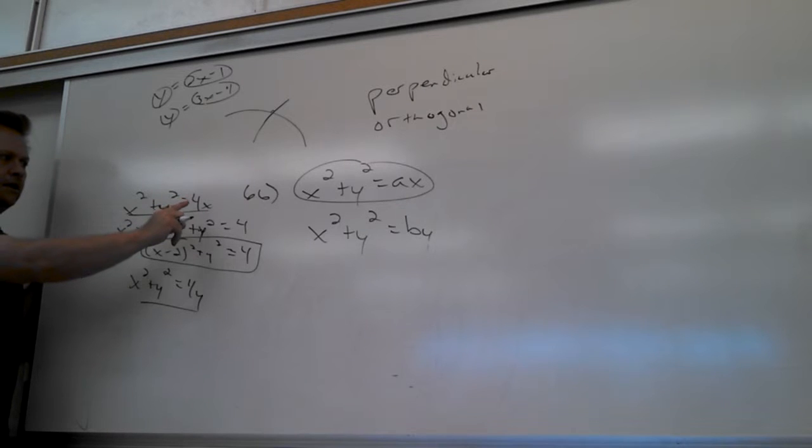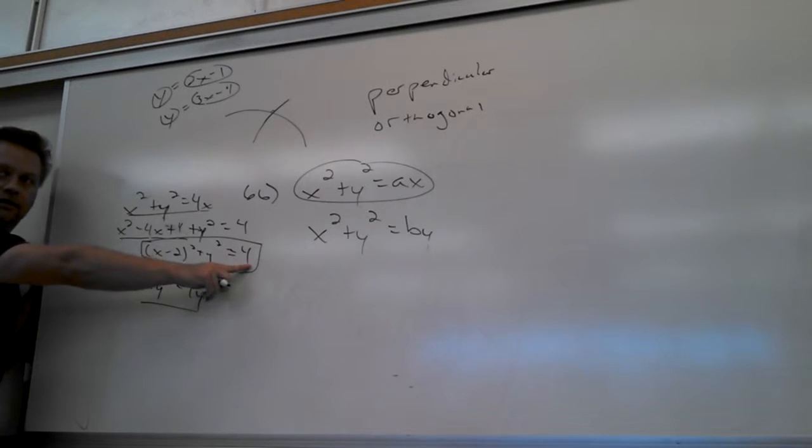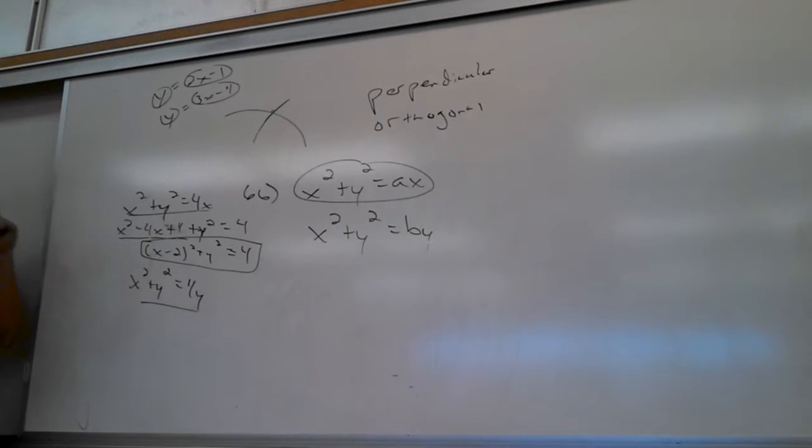If I made a 6, then this would have been minus 6x, half of that would be 3, squared is 9, that would have been a 3 there, that would have been a 9 there. So it would have shifted further right, and the radius would have gotten a little bit bigger. So it changes the x value.